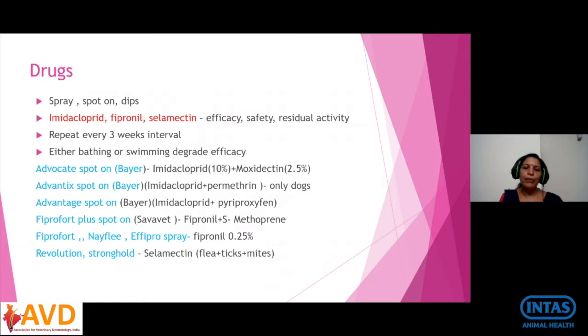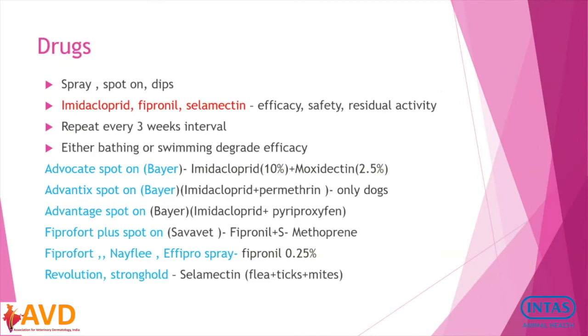Some of the preparations are: for selamectin, Revolution and Stronghold; in the case of Bayer, Advocate, which is imidacloprid with moxidectin; imidacloprid with permethrin, which can be used only for dogs; imidacloprid with pyriproxyfen; fipronil with S-methoprene; and fipronil spray itself.